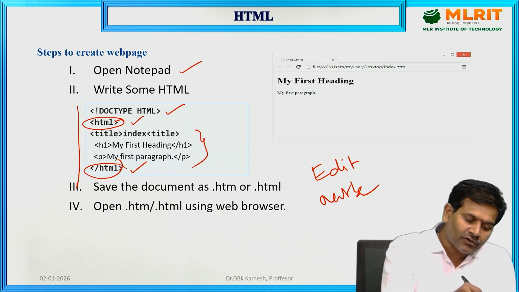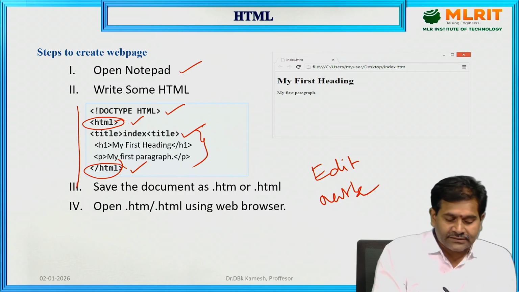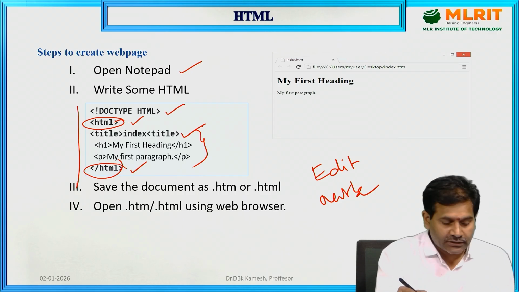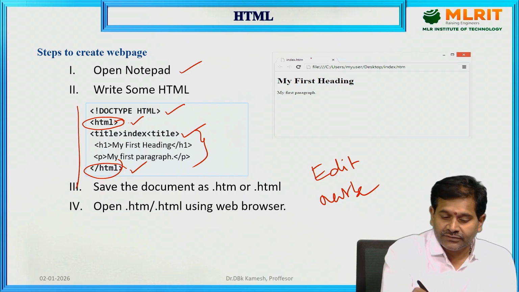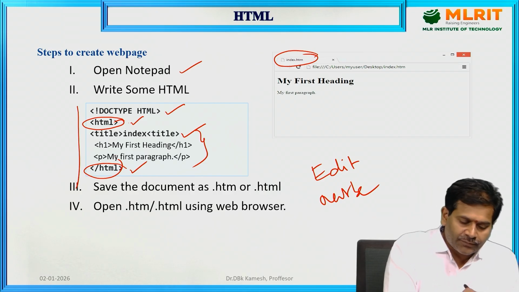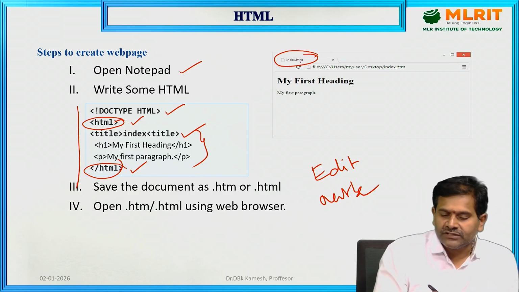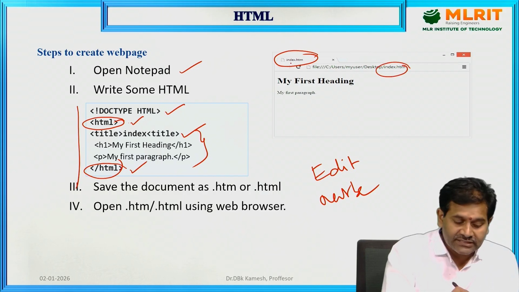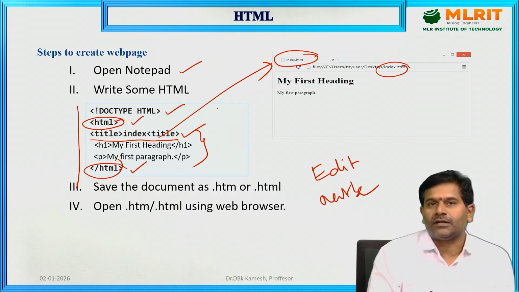Then followed by title, index, right? So that is index. It is given as index.html. This is the saving of index.html here, but this is the title we have given, right? This is called the title bar.